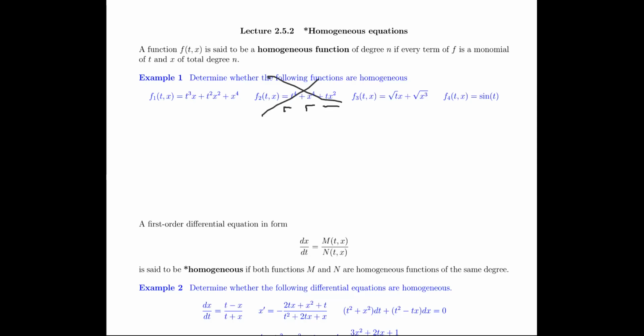All right. This is 1/2 times something of degree 1. So it's 1/2 plus 1 is the total degree. So it's 3/2. And that is the same here. So it's 3/2. So this is a homogeneous function. And then sine of t is a no. That would not be a homogeneous function.